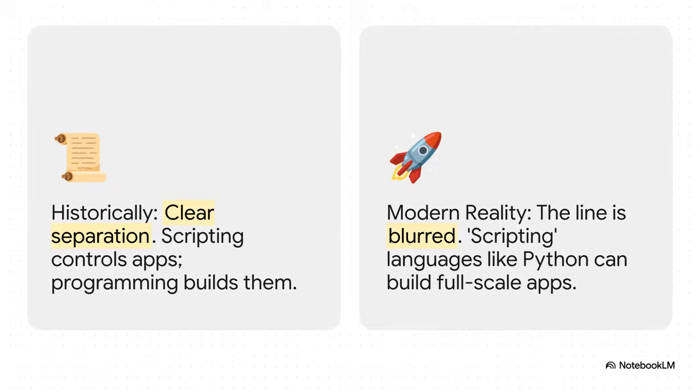Historically, yeah, the roles were super separate. But today, that separation is basically gone. You can build gigantic, complex, world-class applications, I'm talking about things like Instagram or Spotify, using Python and JavaScript. These are languages that people once considered only for scripting. They've just become so powerful that the old labels, well, they just don't fit anymore.